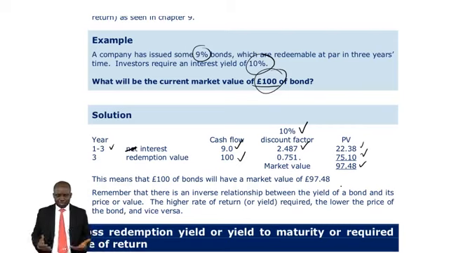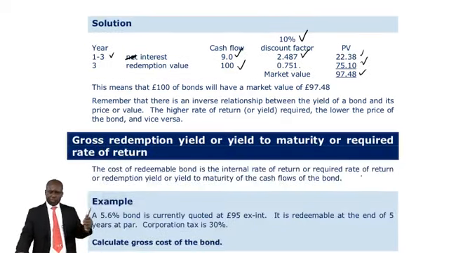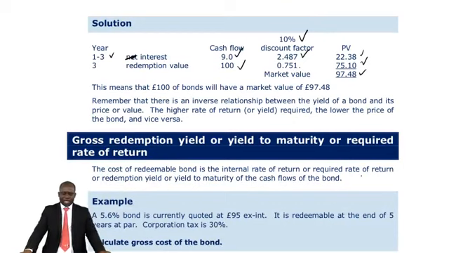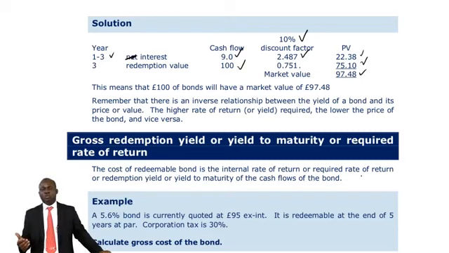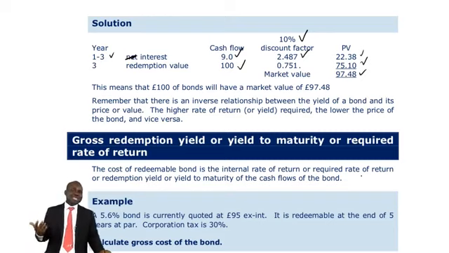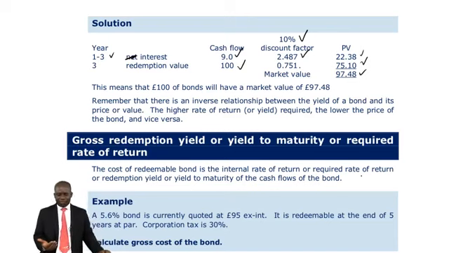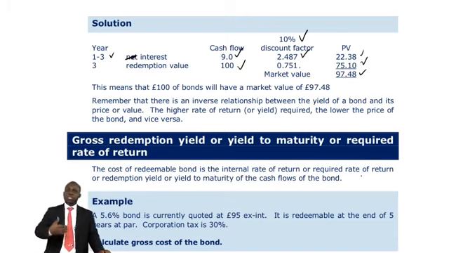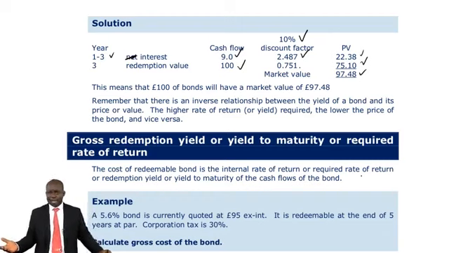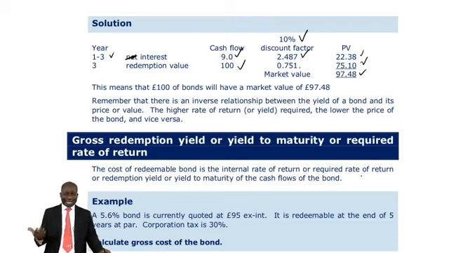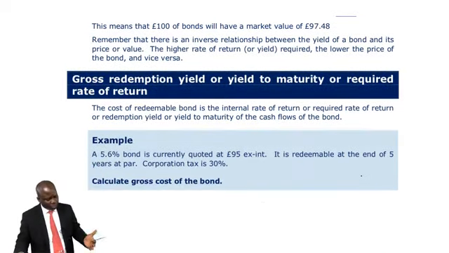This is not where I'm interested per se, because this is the normal way of calculating the value of the bond. We are leading you to something else. Gross redemption yield or yield to maturity or required rate of return. We said when we have a redeemable debt, the cost of the redeemable debt is calculated using internal rate of return. Alternative names for internal rate of return are redemption yield, yield to maturity, required rate of return. So many names. But the common name we tend to use is internal rate of return. We did it when we did cost of capital. So let's use this to refresh our mind.